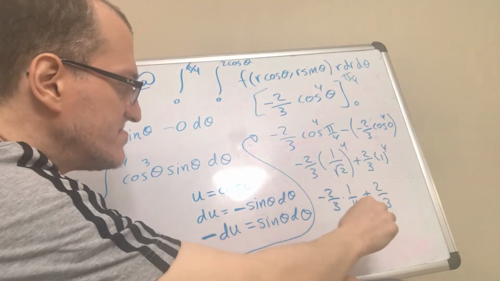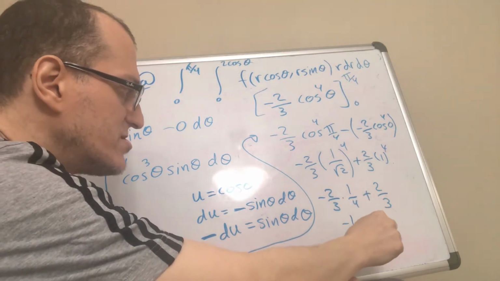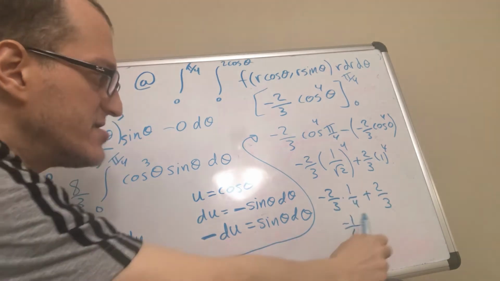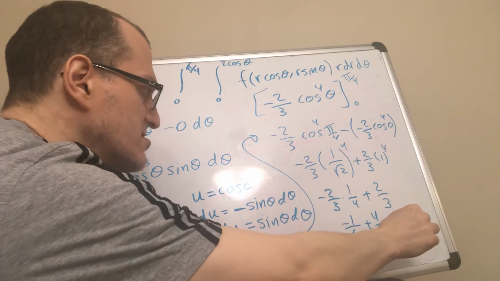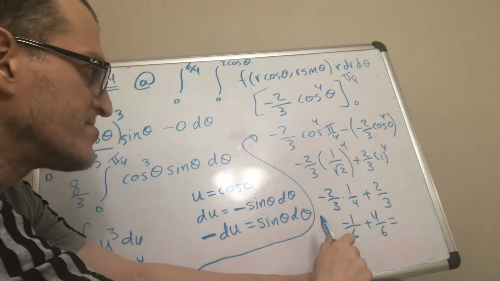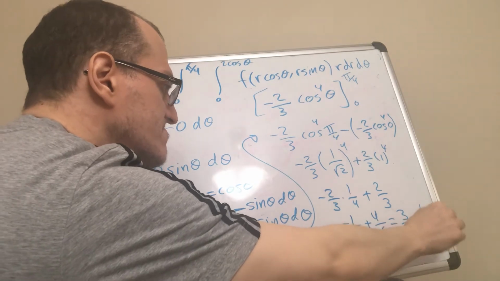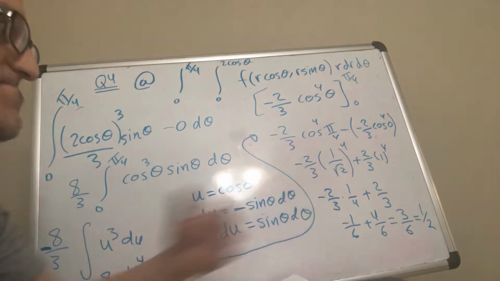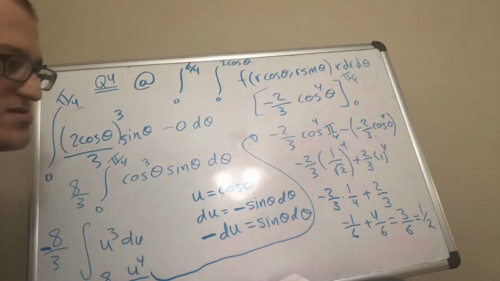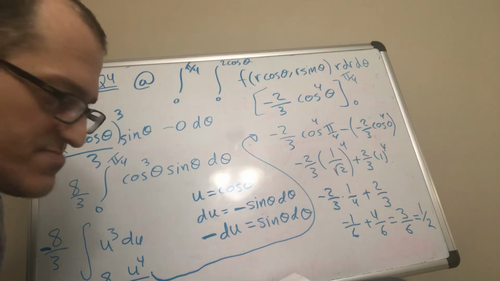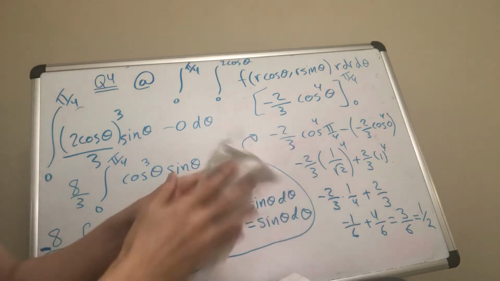So you have negative 1 over 6, if you write it that way, and this is 4 over 6, and the answer would be 3 over 6, which is a half. So the answer of the question after all of this is a half. Good? There's one more question in this worksheet.